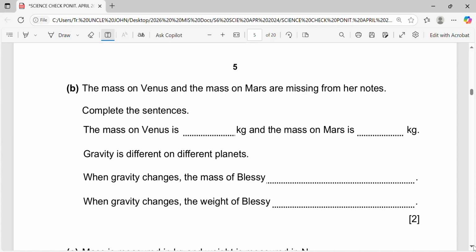The mass on Venus and the mass on Mars are missing from her notes. Complete the sentences. The mass on Venus is 35. Then the mass on Mars is 35 kilograms.